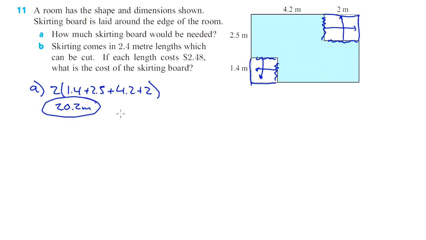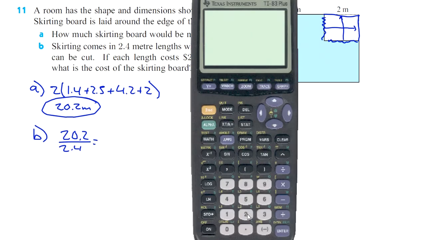Skirting comes in 2.4 meter lengths, which can be cut. If each length costs $2.48, what is the cost of the skirting board? So we need 20.2 meters, and it comes in 2.4 meter lengths. So for B, we need to take 20.2 and divide it by 2.4 to figure out how many boards we need, right? So 20.2 divided by 2.4 gives us 8.417.